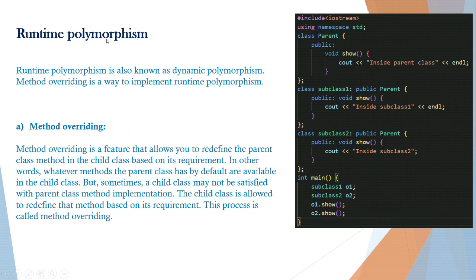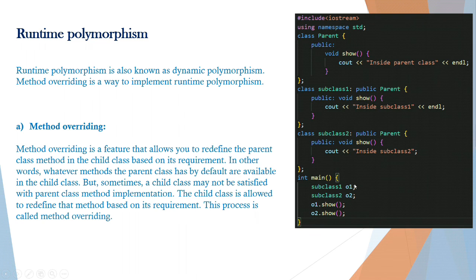Now we will read about runtime polymorphism. Runtime polymorphism is also known as dynamic polymorphism. Method overloading is a way to implement runtime polymorphism. So what is method overloading? Method overloading is a feature that allows you to redefine the parent class method in the child class based on its requirement.